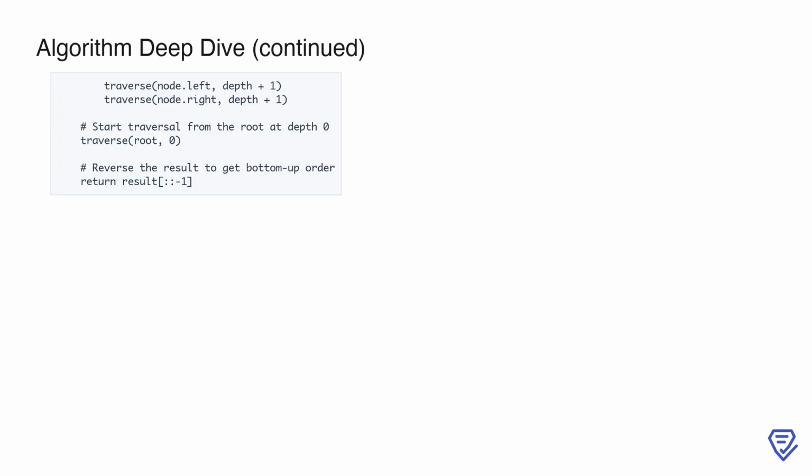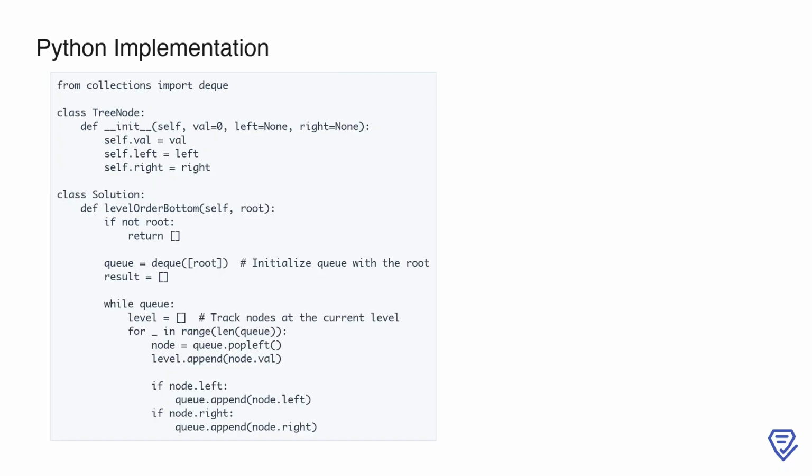This implementation is concise, efficient, and handles all edge cases seamlessly. Here, we start by importing the deque class from the collections module, which will help us efficiently manage the queue for our level order traversal. Next, we define a TreeNode class to represent the structure of each node in the binary tree. Each node has a value, along with optional left and right child nodes.